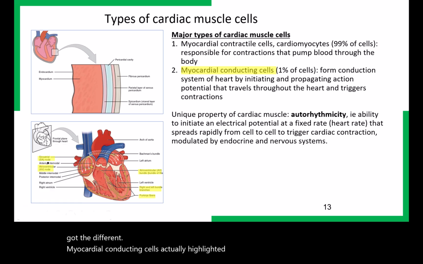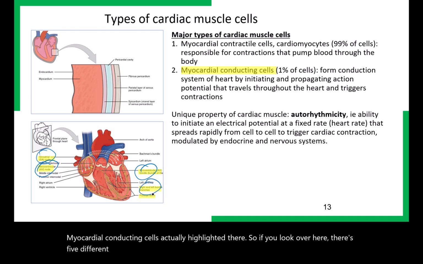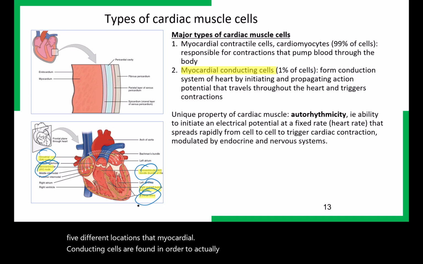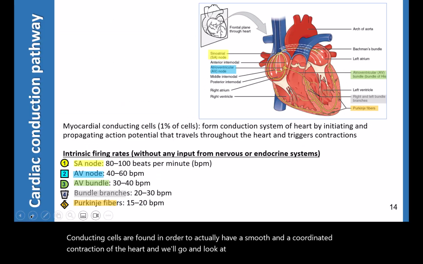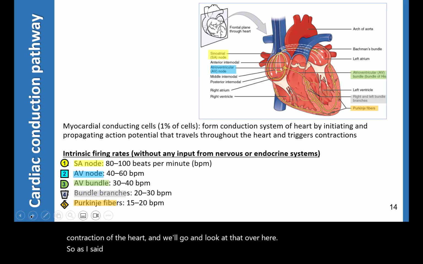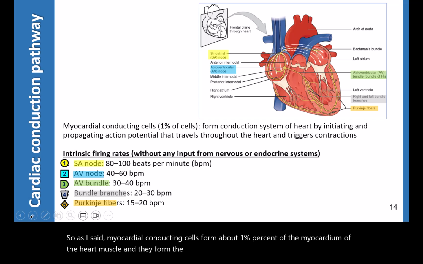So if you look over here, there are 5 different locations where myocardial conducting cells are found in order to have a smooth and coordinated contraction of the heart. And we'll go and look at that over here. So, as I said, myocardial conducting cells form about 1% of the myocardium of the heart muscle, and they form the conduction system of the heart.